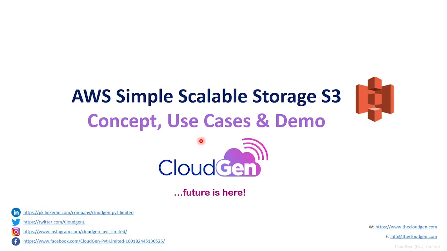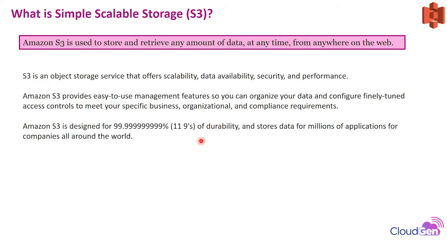Today we will look into Amazon Web Service Simple Storage Service, which we usually call S3. What is S3? S3 is used to store and retrieve any amount of data at any time from anywhere on the web. Amazon S3 is designed for 11 nines of durability and stores data for millions of applications for companies all around the world.